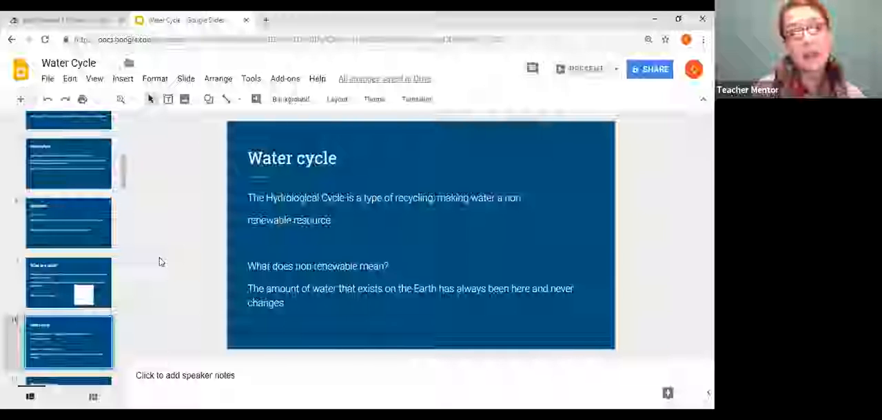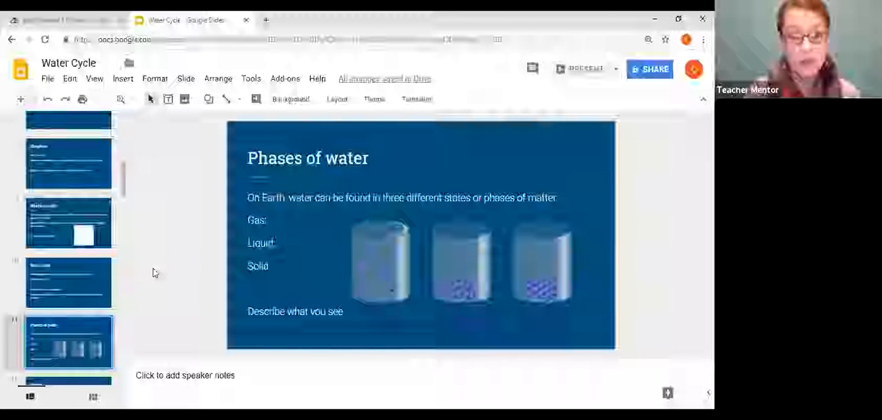Not necessarily not being able to renew or reuse it again, because remember in recycling we do reuse. What about renewable? There's no more. There's no more, exactly. So a non-renewable resource is something that can't renew itself. Okay, so like if we look at coal, coal is a non-renewable resource, okay? And so when we look at water, we can't create water. We can't renew water. And so the amount of water that exists on the earth has always been here and it's never changed. Very good, thank you.